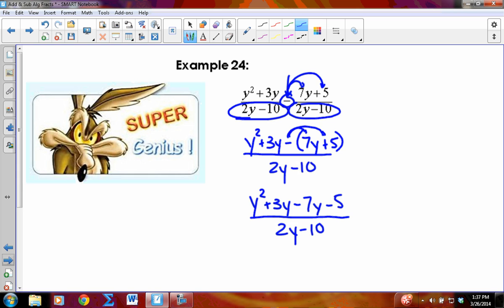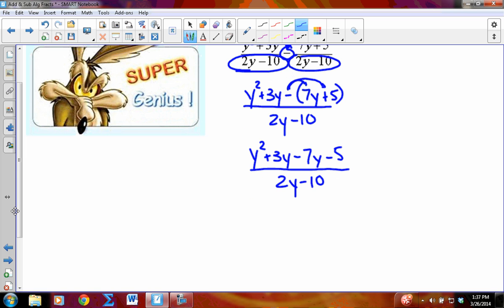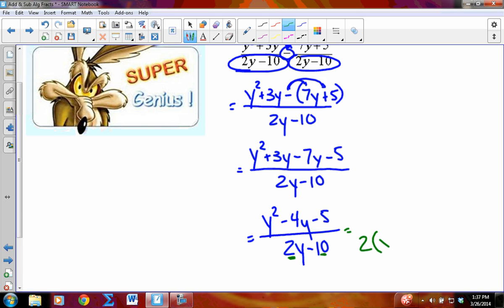I can combine like terms. 3y minus 7y, that's 3 minus 7, which is negative 4y, minus 5 over 2y minus 10, and nothing else combines. So the last step would be to check and see if we can factor this. And wouldn't you know, I have 2y minus 10. I can take a 2 out and make that y minus 5.